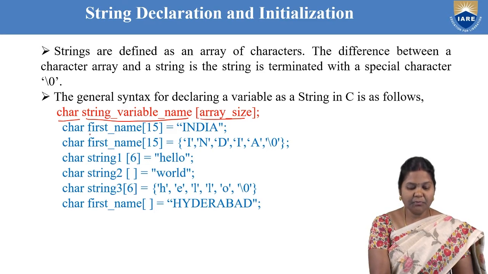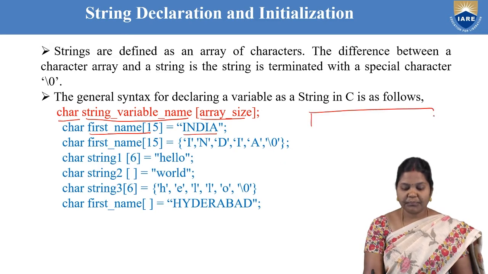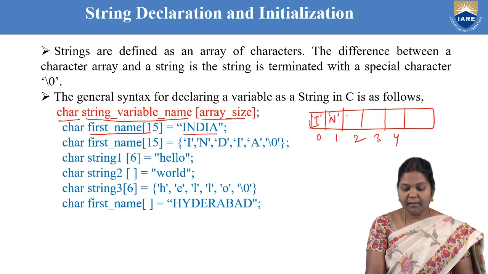Now, for example, suppose I want to store the first name of a person. So char firstname of size 5 is equal to some name. Suppose India is the name I want to store. Then how is it stored? The first way is you can store the group of characters as a string. You can provide the input as a group of characters in double quotes. So it will be stored into the index positions like this. I, N, D, I, A, individual characters will be stored into the array, and it is terminated by a null character, followed by the rest part of the array.